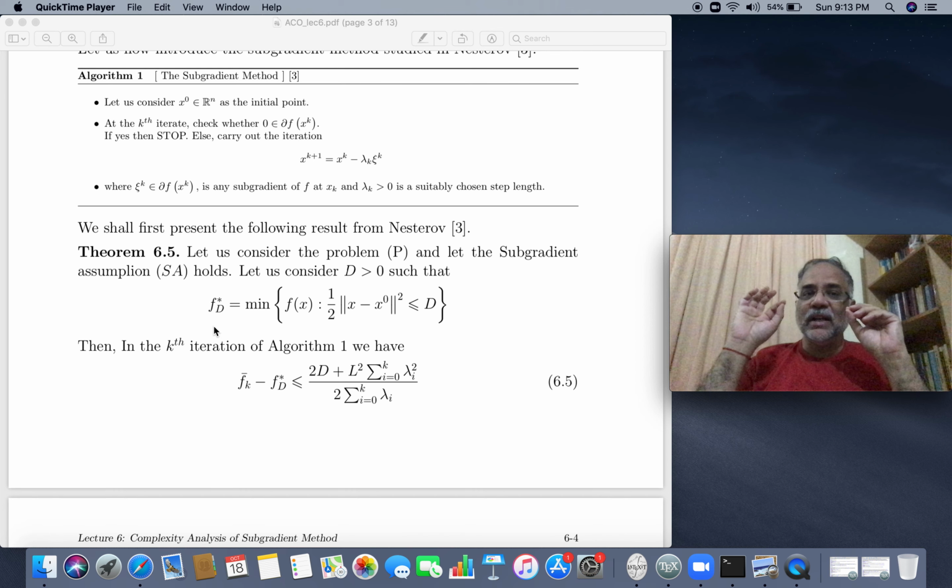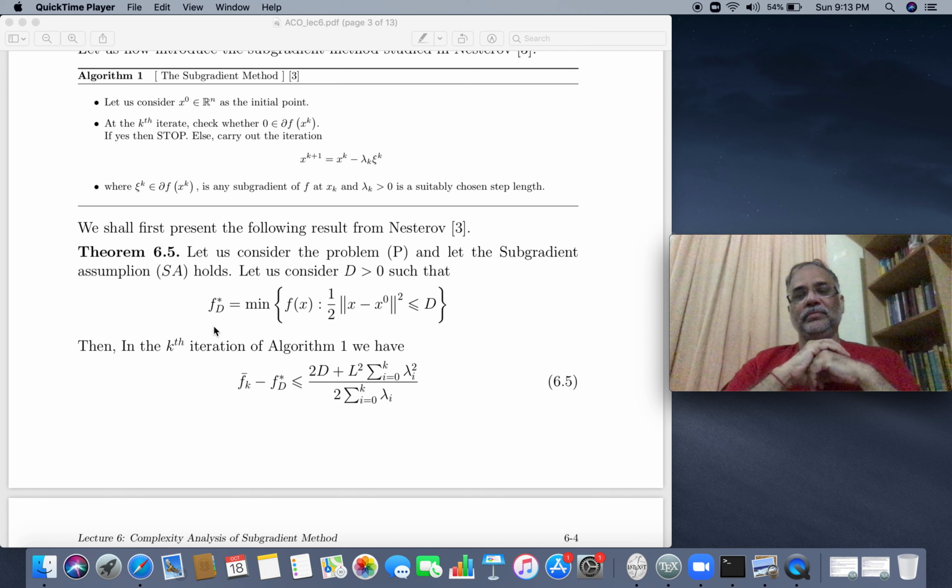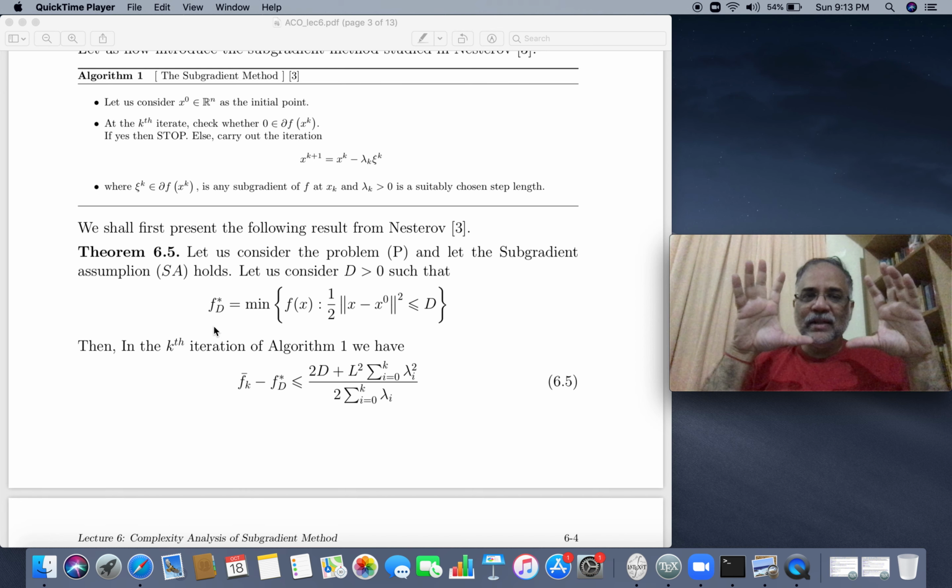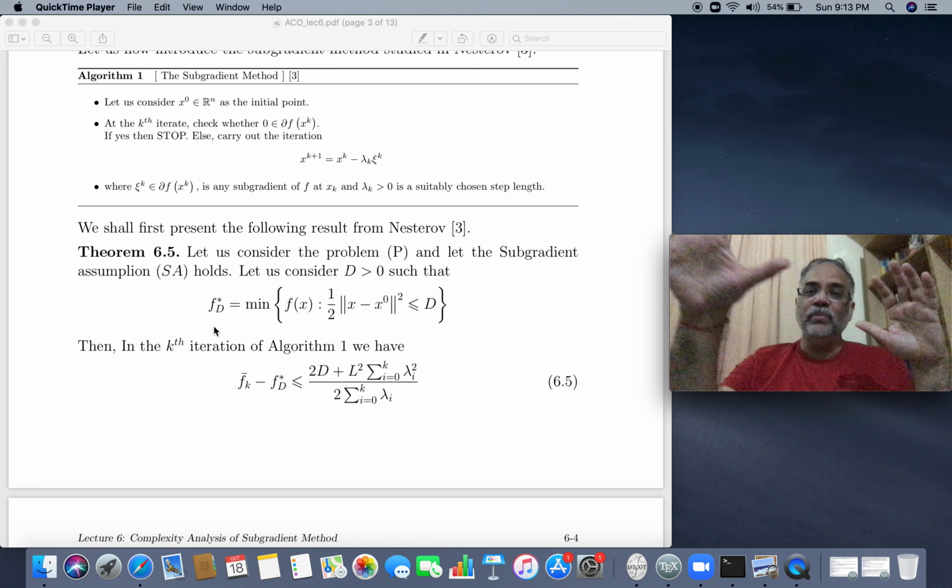See, this f star D is something you do not really solve. It is something you do not know, and you're not even interested. You have to take D very, very large.